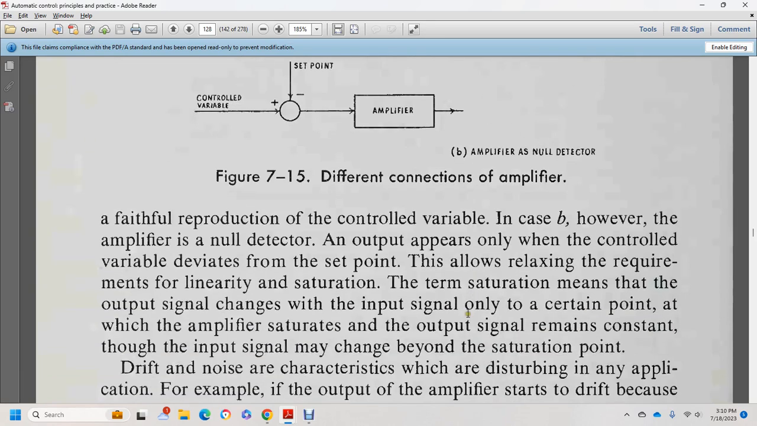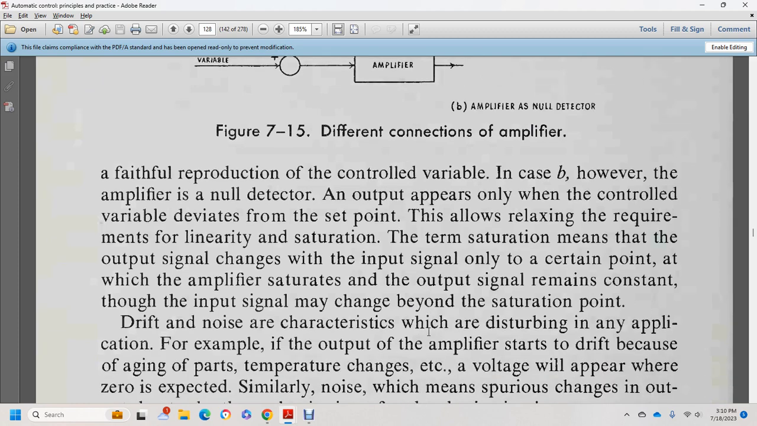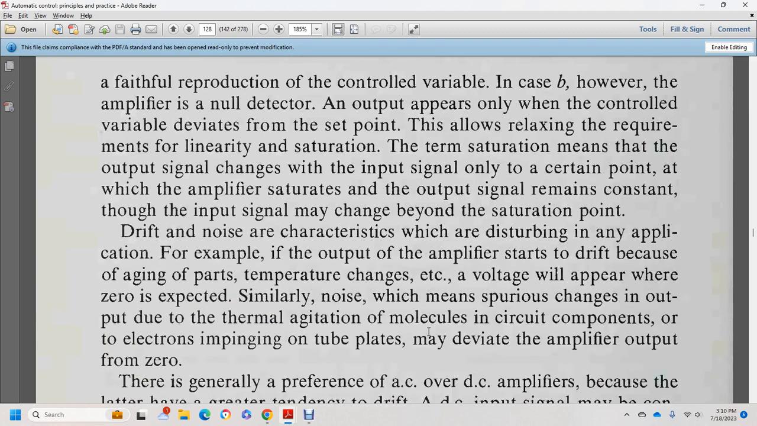Control variable set point and amplifier null detector: faithful reproduction of the control variable. In method B, however, the amplifier is used with a null detector, so the output appears only when the control variable deviates from the set point, allowing a relaxing of the requirement of linearity. The term saturation means that the output signal changes with the input signal only up to a certain point, where the amplifier saturates; the output signal then remains constant as the input signal changes beyond the saturation point.